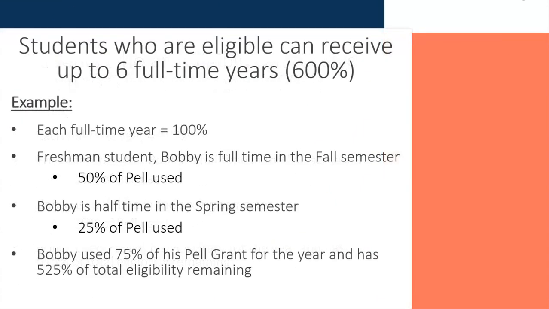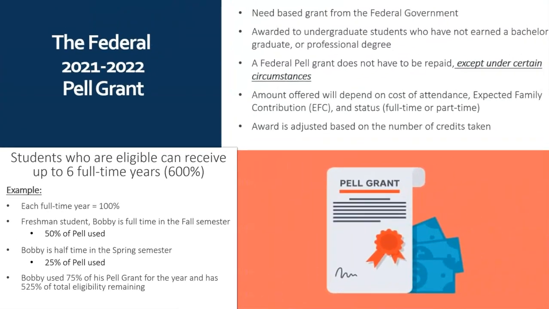Students who are eligible for federal Pell Grants can receive up to 6 full-time years, which is equivalent to 600%. For example, each full-time year is 100%. If we have a freshman student named Bobby, and he is full-time in the fall semester, that would be 50% of Pell used. Bobby is then half-time in the spring semester. This means he would have used 25% of Pell. At this point, Bobby has used 75% of his Pell Grant. He has a remaining 525% total eligibility remaining.